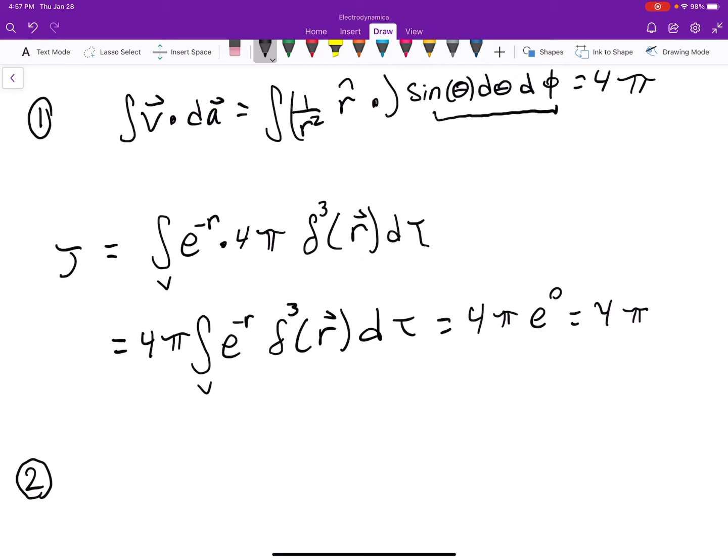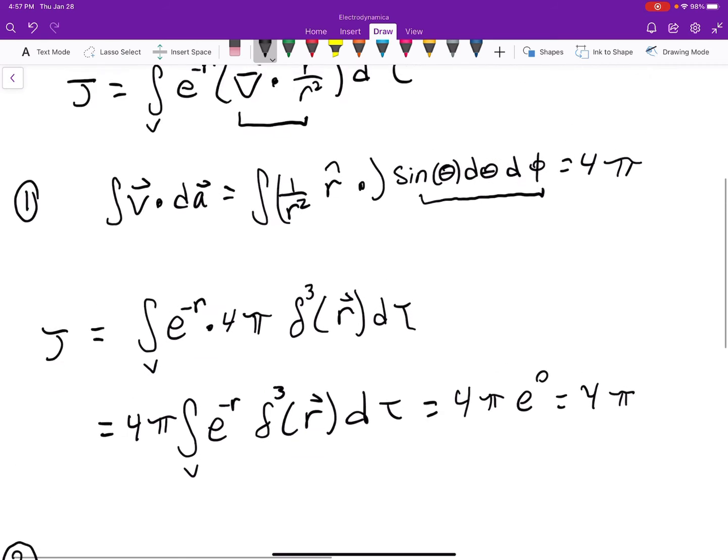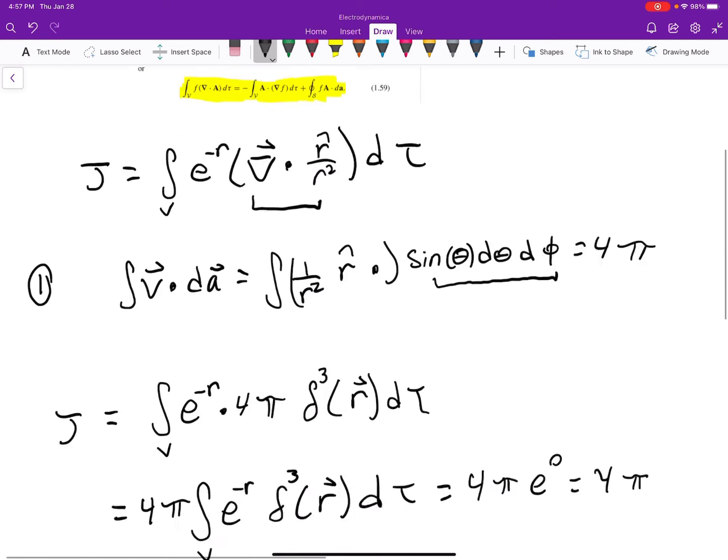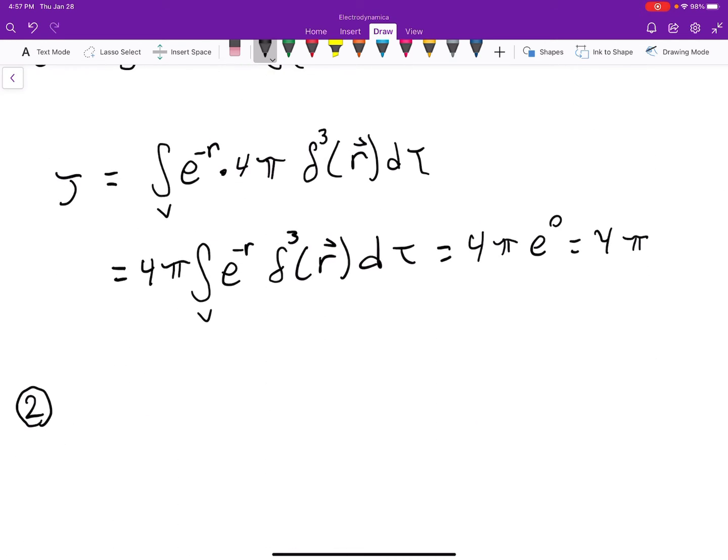And there's a second way as well, which we'll work through here. And that's using our integration by parts equation, which I highlighted, 1.59. I'm going to just rewrite it out down here. So we have the integral.